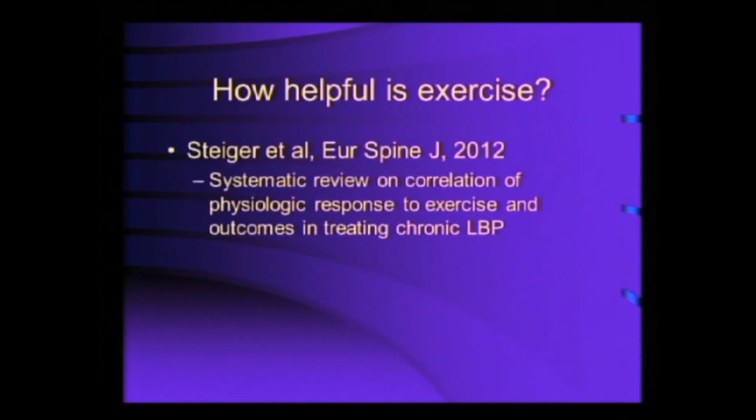Felix Steiger, who works with a group in Zurich, put out this study in 2012, a systematic review on a correlation of physical response to exercise and outcomes in treating chronic low back pain. So to break down the English a bit, what they looked at were studies on exercise that reported a clinical outcome, so did patients get better, but also a physiologic outcome. So we gave them back extension exercises, and then we measured their back extension strength. We gave them cardiovascular exercises, we measured their cardiovascular performance at the end of the study. And what they wanted to see was, did people get better with exercise, and did it correlate to whether or not they actually achieved the physiologic benefit of the treatment that they were given.